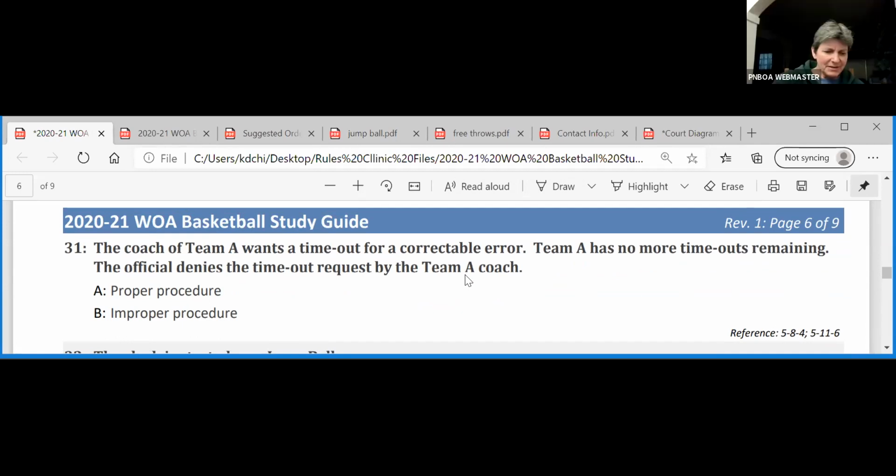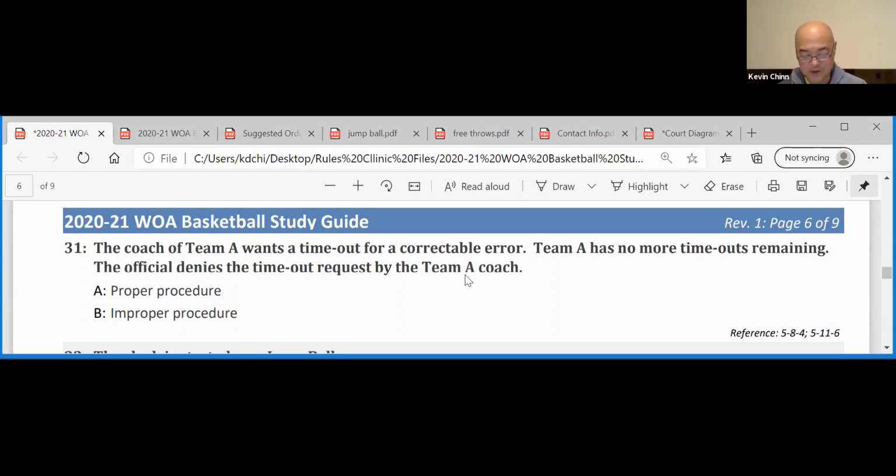31. Byron. Okay. The coach of Team A wants a timeout for a correctable error. Team A has no more timeouts remaining. The official denies the timeout request by Team A coach. I'm going to say improper procedure because I thought you could still call a timeout, but you'd be charged a technical for it. Okay, the correct answer is B, it's improper.